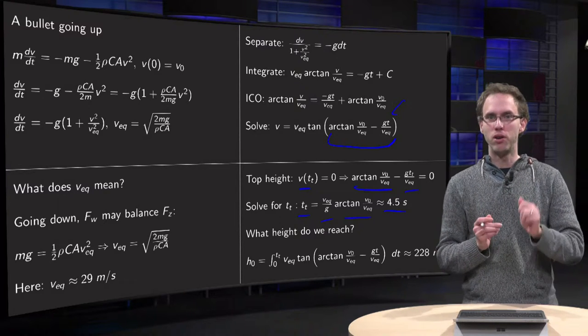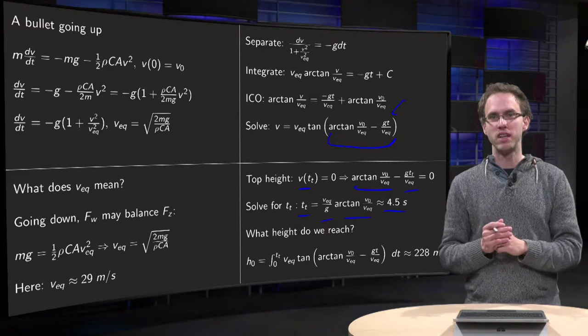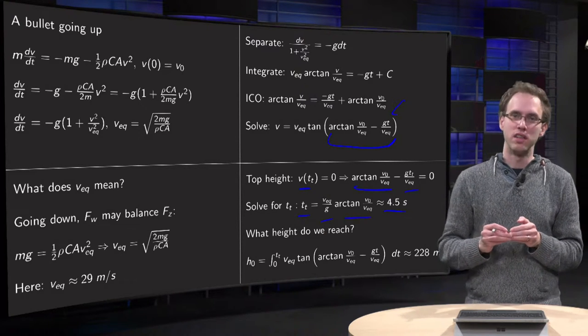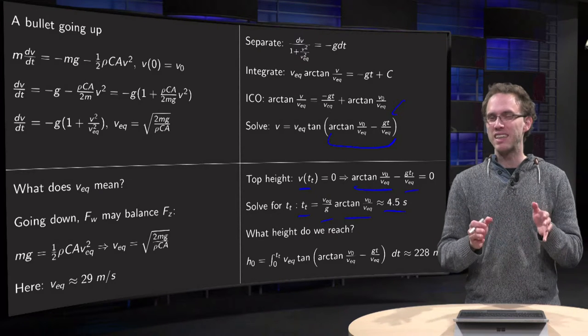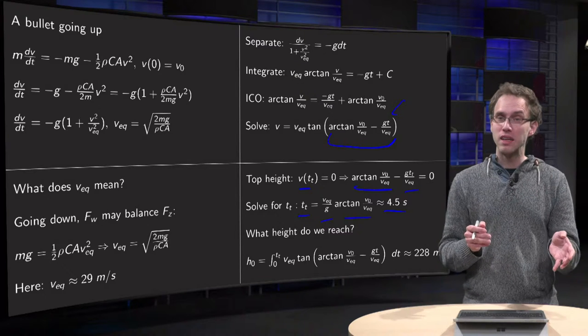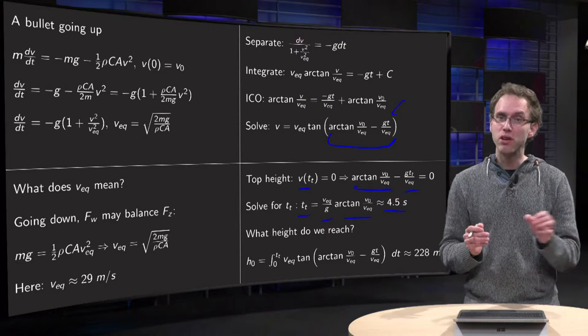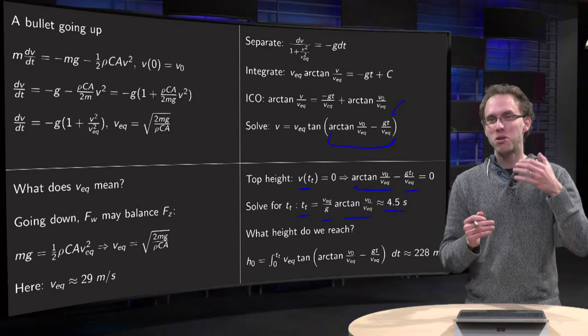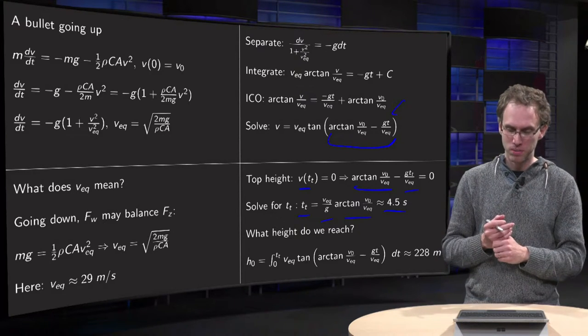While you're shooting a gun upward, it takes 4.5 seconds for the bullet to reach its maximal height. Well, I think that's kind of reasonable. If you would get a time of hours here, you know you've done something wrong. If you would get a time of milliseconds here, you know you've done something wrong. So always check whether those numbers coincide with your physical intuition.